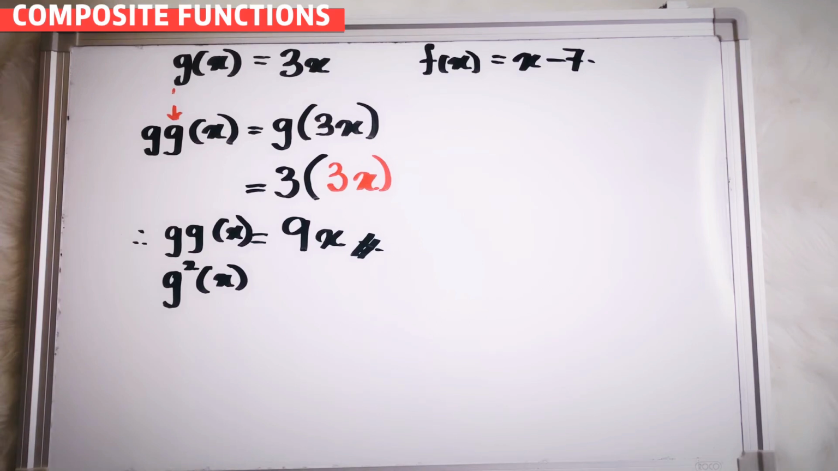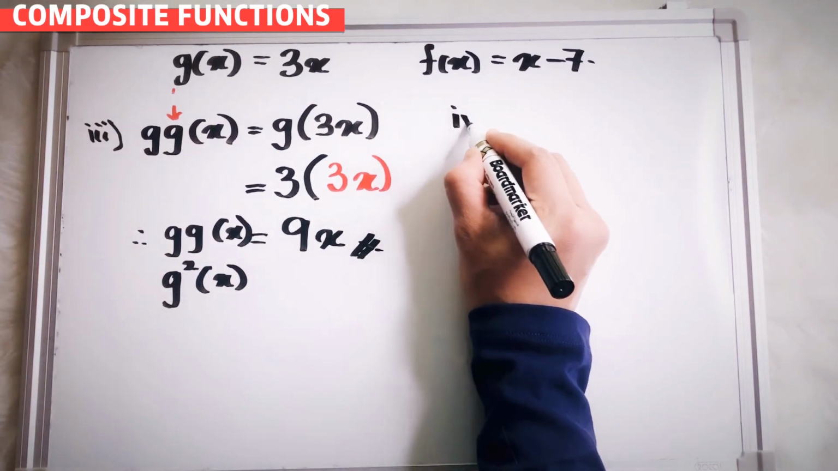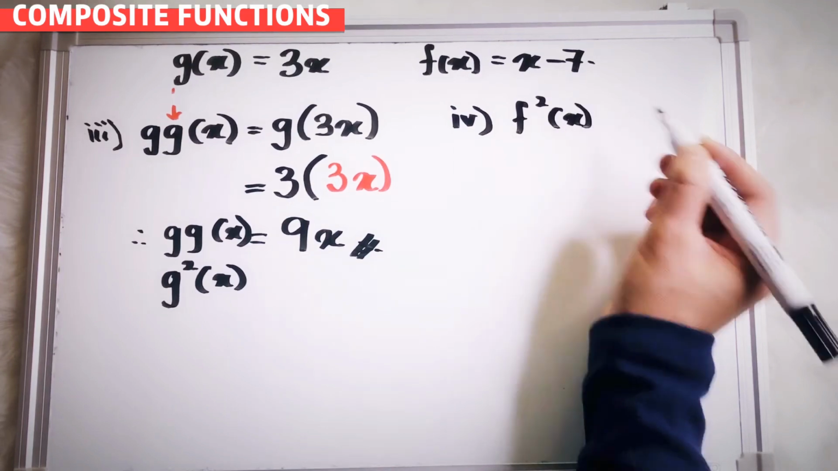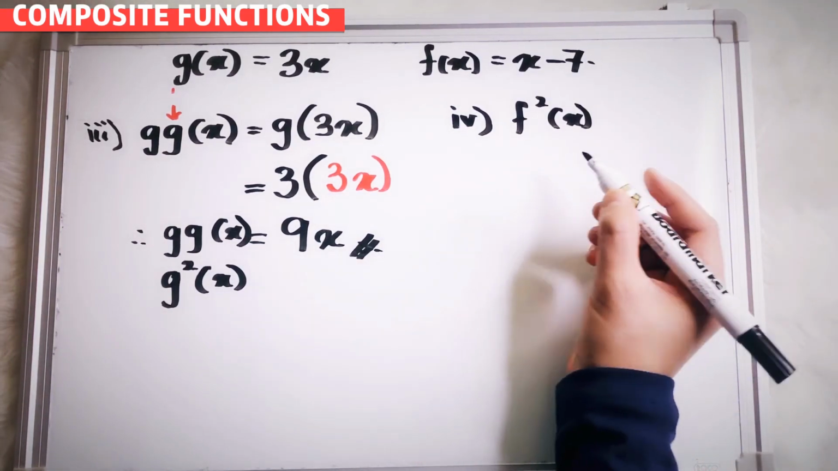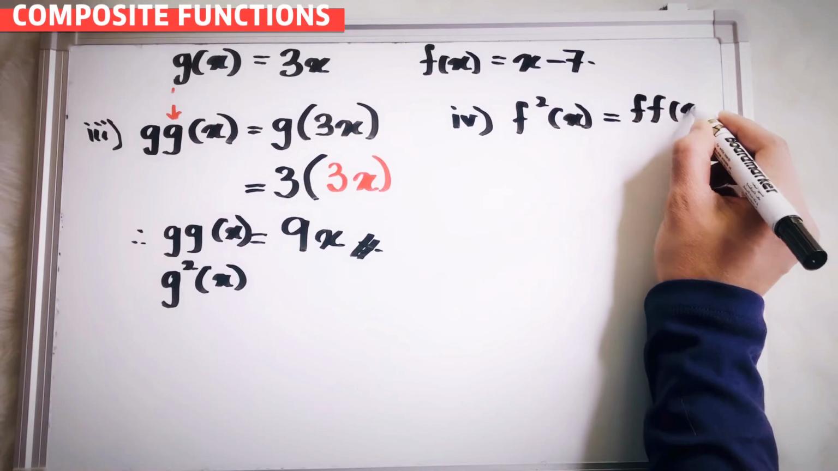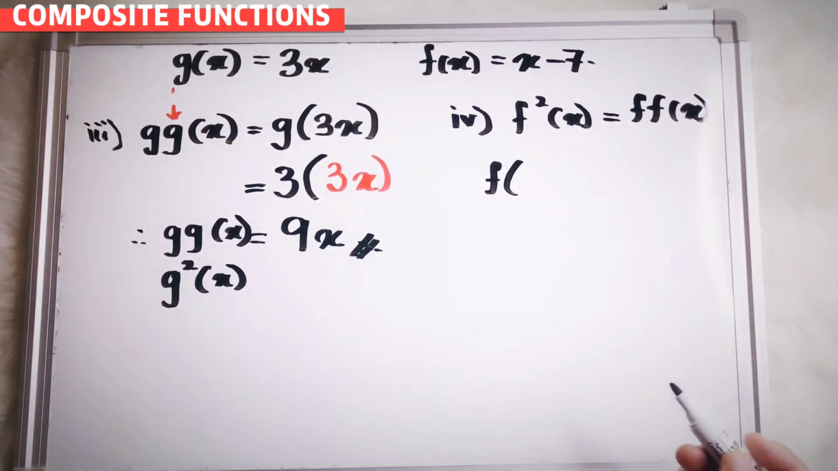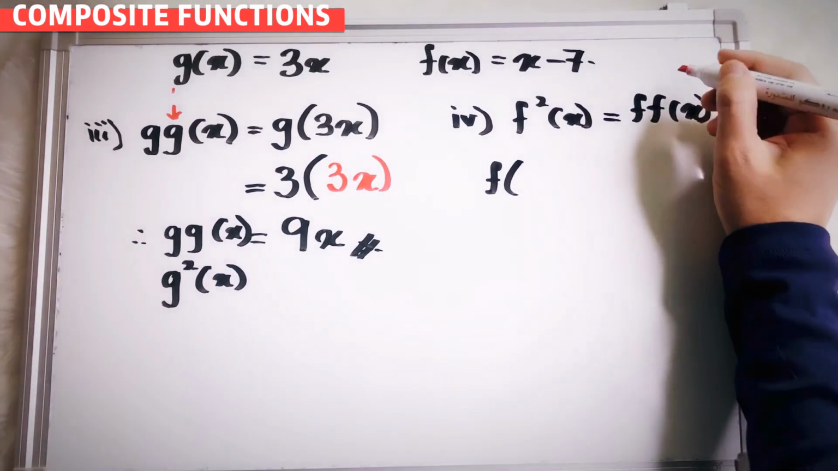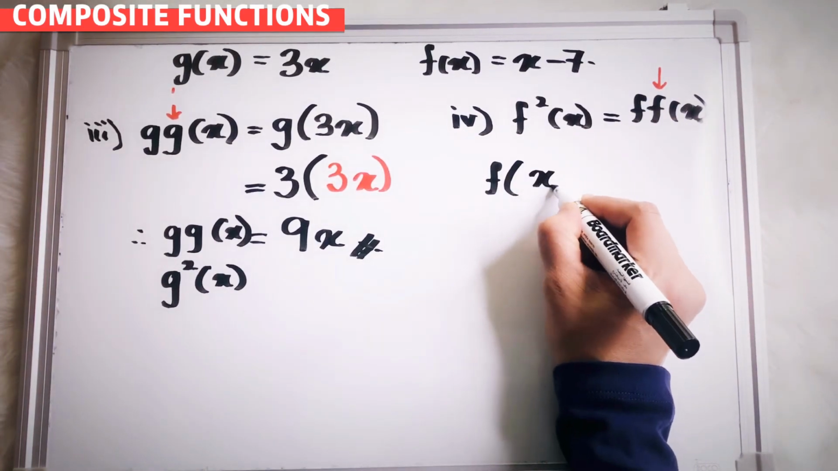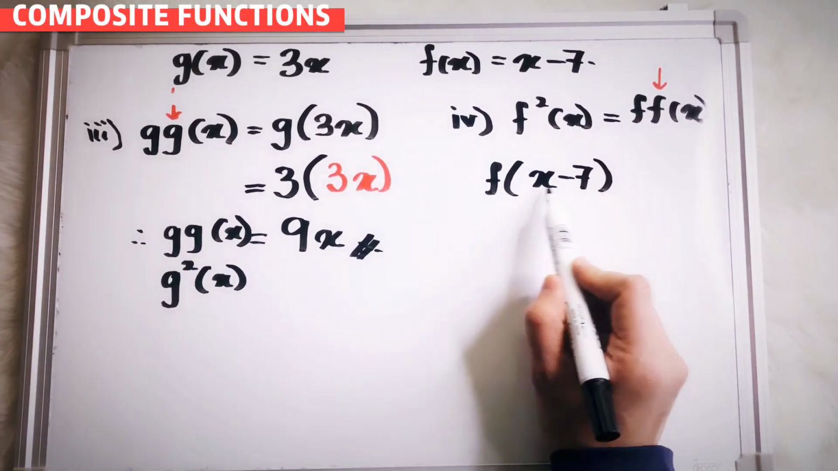Okay, one more. Okay, the next one. This is number 3 and this is number 4. Alright, so let's say I put here f square x. Now f square x equals f(f(x)). It's the same. Alright, so okay, we start here now. So we put f first. So our f function is this one, right? So you put here x minus 7. Alright, so now this is our new x.